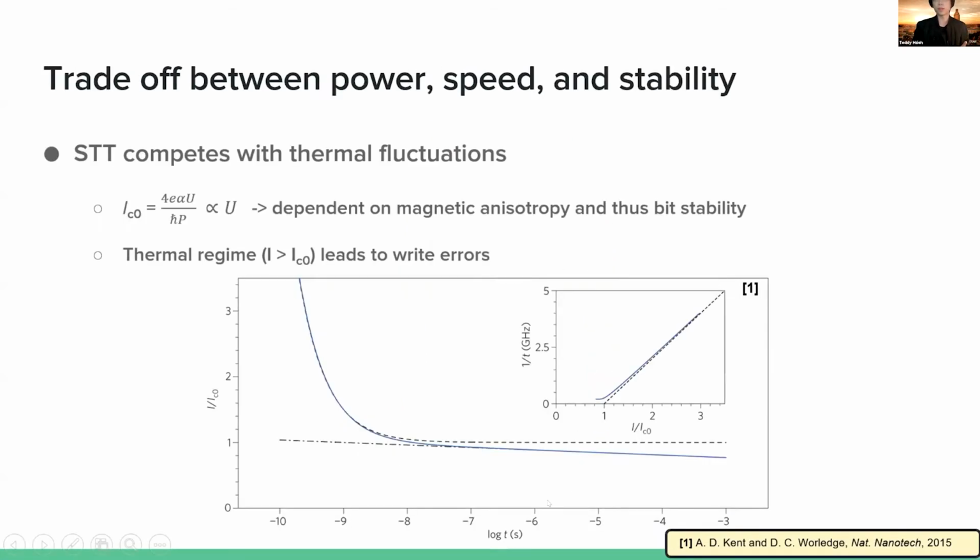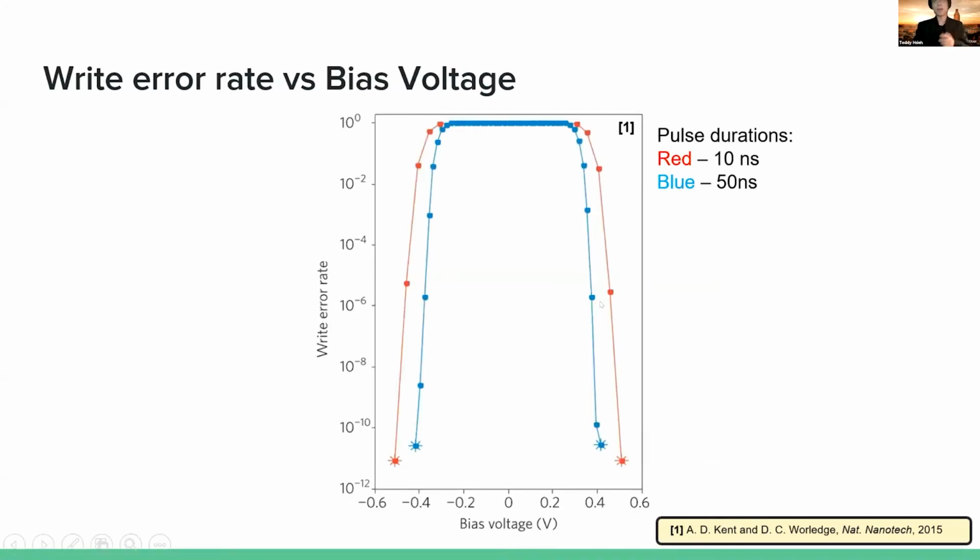And actually, I want to go back a little bit. What that means is not only do you have a limitation on your current, you have a limitation on your switching speed. And you can see here the difference being shown in the red and the blue. Of course, the longer the pulse, the less error you get. But how much is good enough? And that is something that Worledge and Kent have been working on a lot. And I'm sure they will come up with amazing solutions in the future.